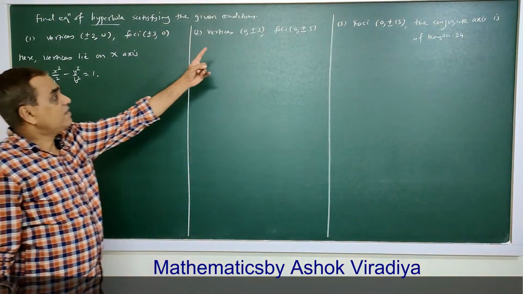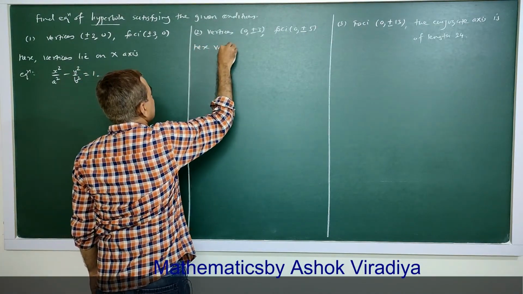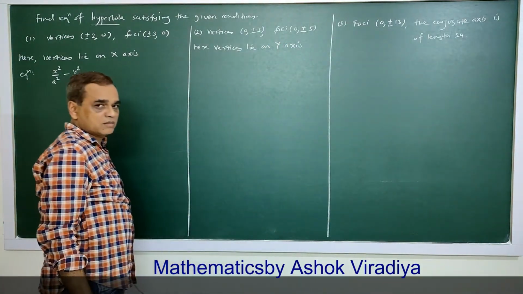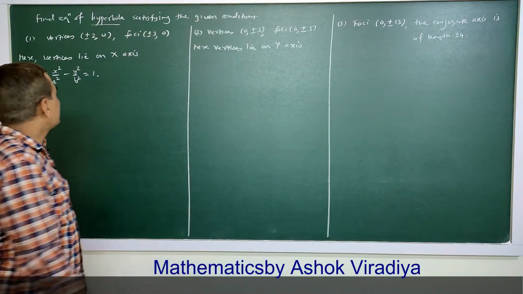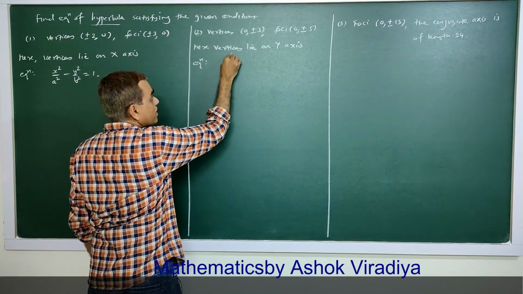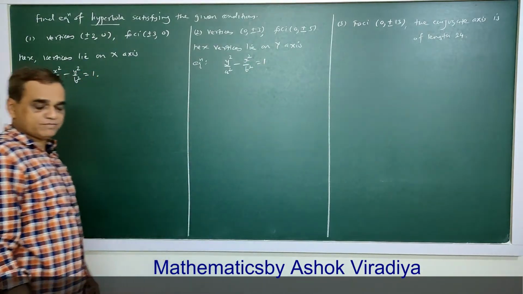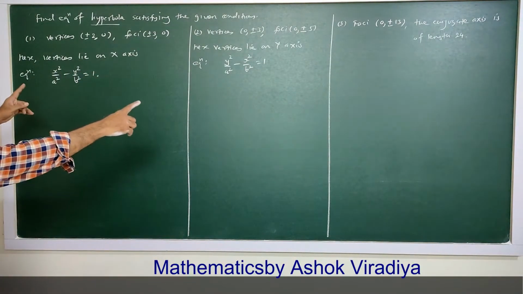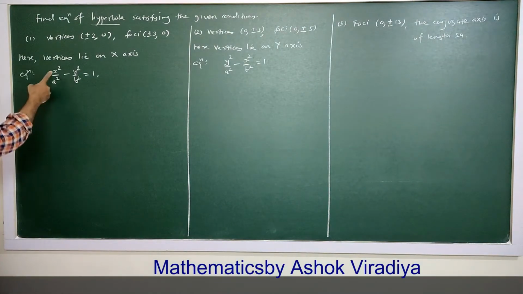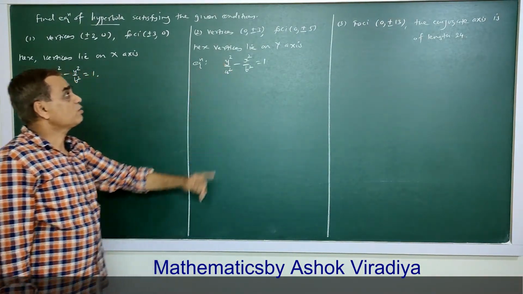If vertices or foci lie on y-axis, its equation will be of the form y square upon a square minus x square upon b square equal to 1. So remember the difference in pattern of equation. X square is positive, so put a square below it. Here y square is positive, below y square put a square.